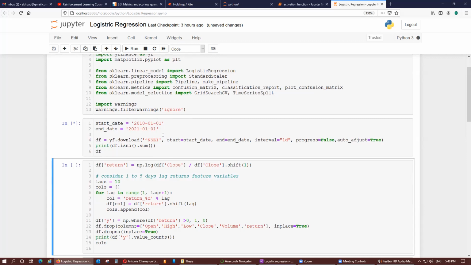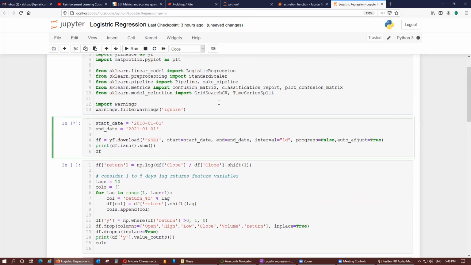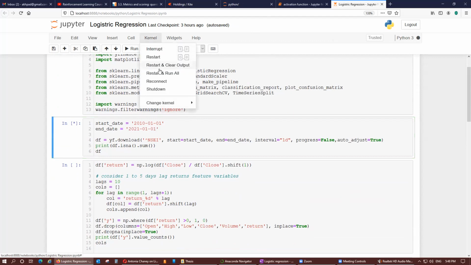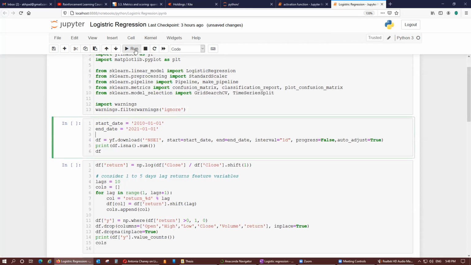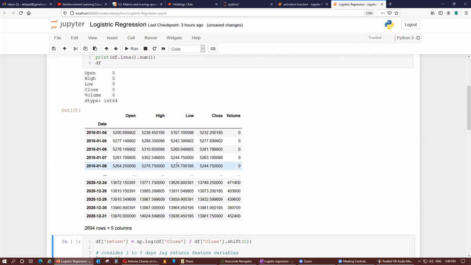Why is it taking time? Let's interrupt the kernel, and then run it again. It should not take that much time. Yeah, it has come now.